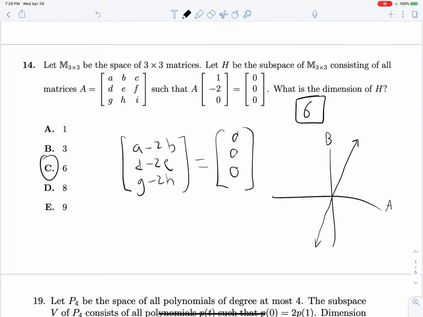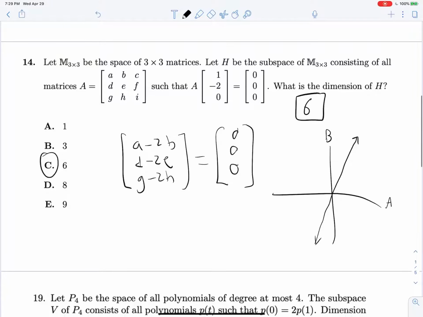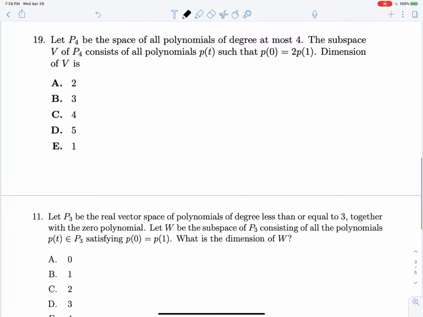And I actually really like how that works out, and you'll see that for these next 2 problems, we can use those, and this general strategy that works for Mn also works for Pn. So let's move on here to number 19. Let P4 be the space of all polynomials of degree at most 4.